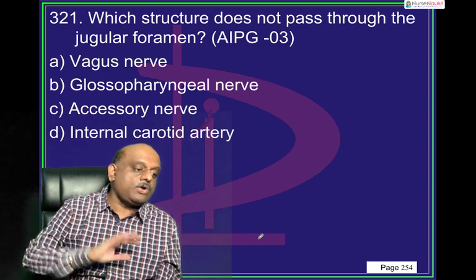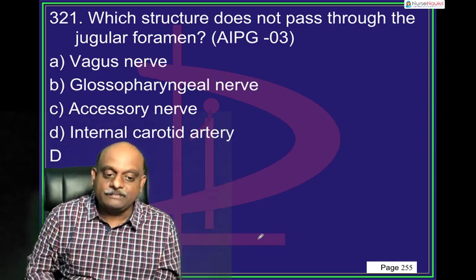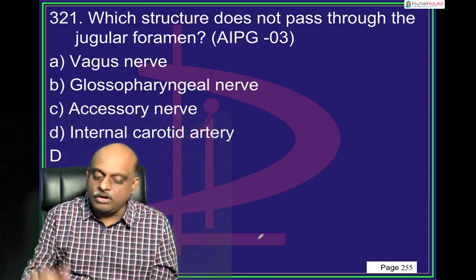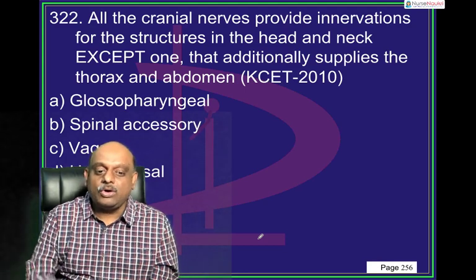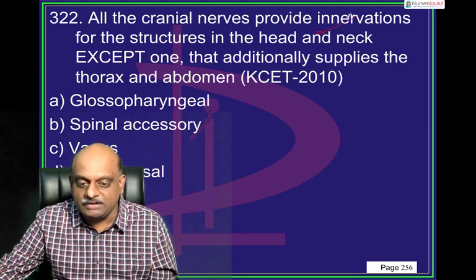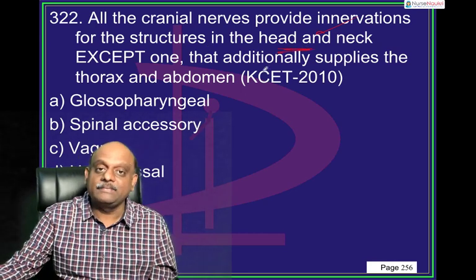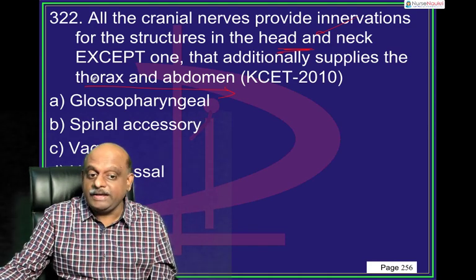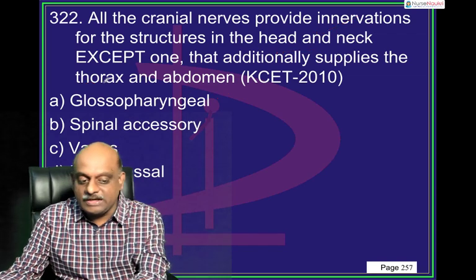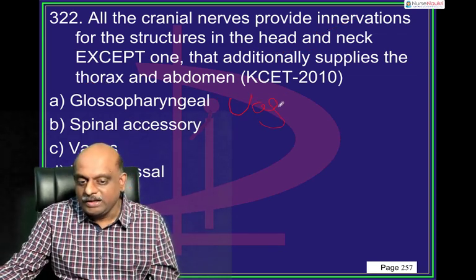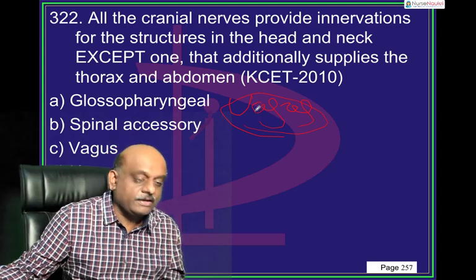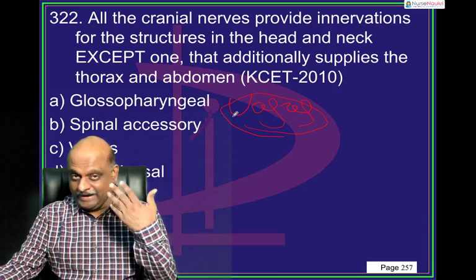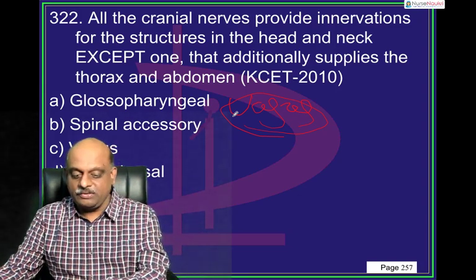Which structure does not pass through the jugular foramen? Vagus, glossopharyngeal, accessory, they all pass through the jugular foramen. All these cranial nerves provide innervation to the structures in the head and neck, except one, which goes all the way additionally to the thorax and abdomen also. Which is that structure, doctor? Vagus. Somebody yesterday in the class said, vagus is the vagabond. It moves around the whole body, not staying only in the head and neck. So that is what you need to remember.